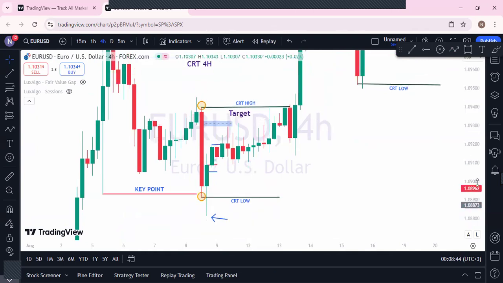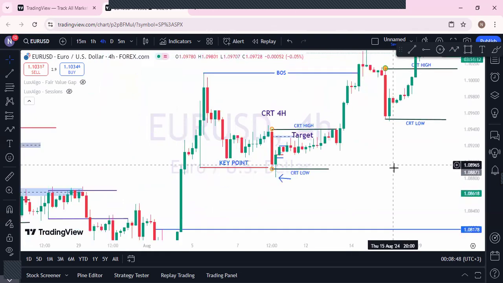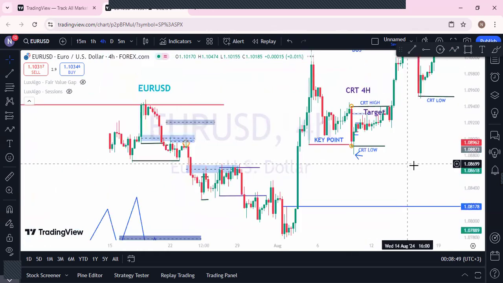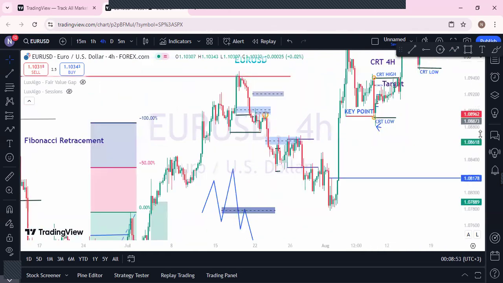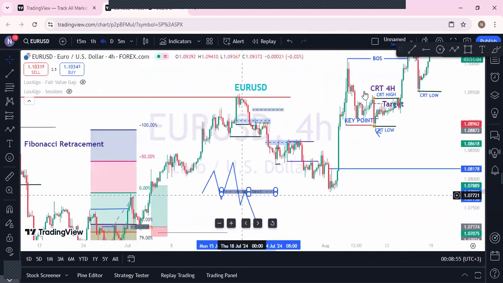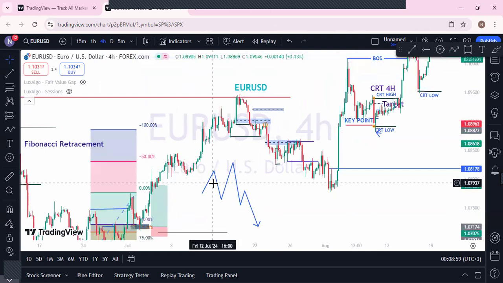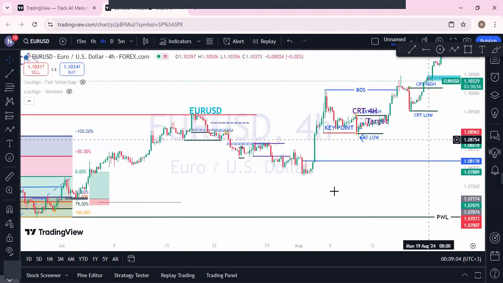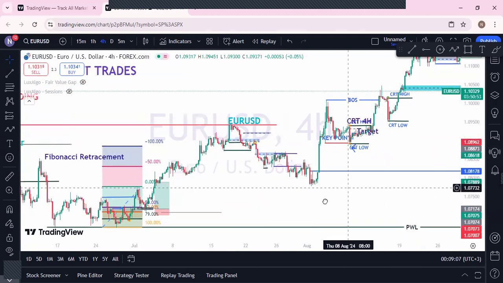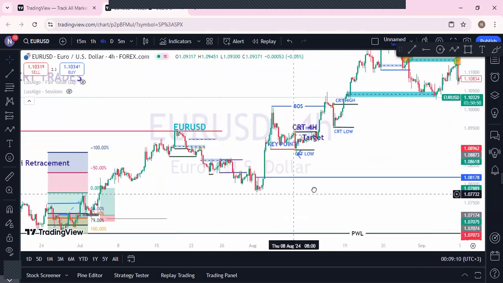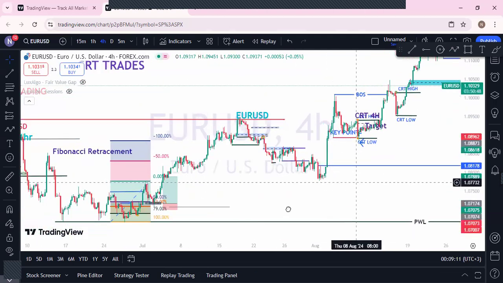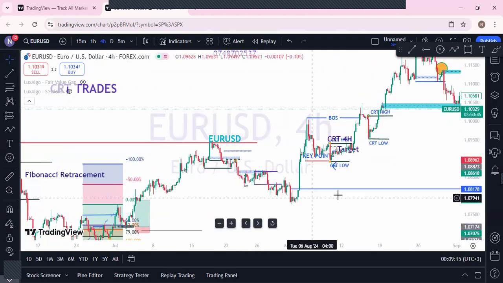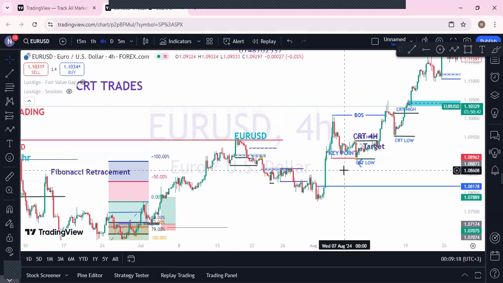I want us to check the direction of the market in the first place. Let's check the market direction. So on seeing the direction of the market, it is in an uptrend, and that is clear. We are seeing that this market is in an uptrend mode. So what we have to do is always to look for the CRT candles which support our trend, the bias of the market.